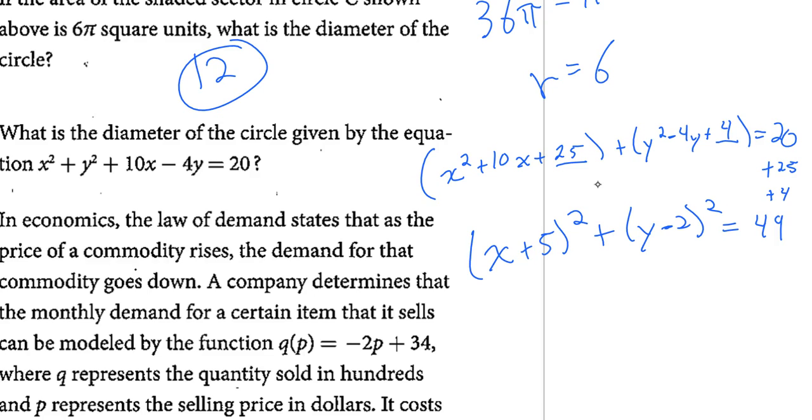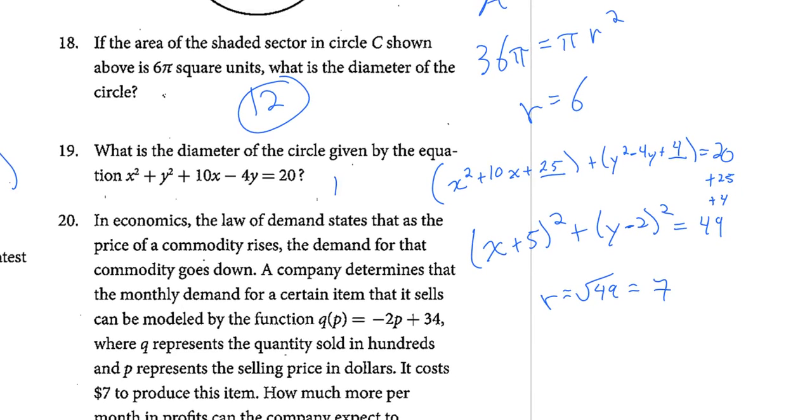So if I take the square root of that 49, that'll give me my radius, which is just going to be a positive 7. And again, we can ignore the negative because we're talking about a length here. And then the diameter is 2 times that. So 2 times 7 gives me a diameter of 14. So you definitely want to review some of that working with the equations of a circle.